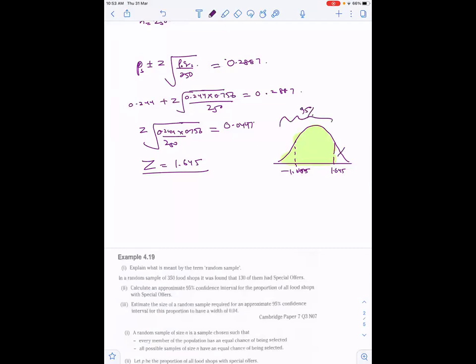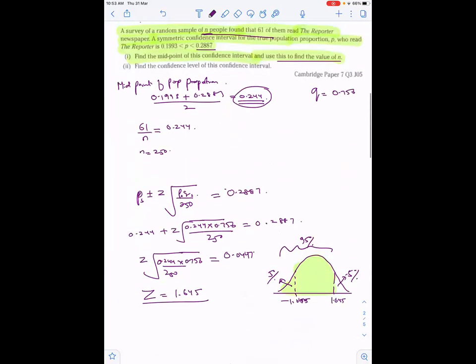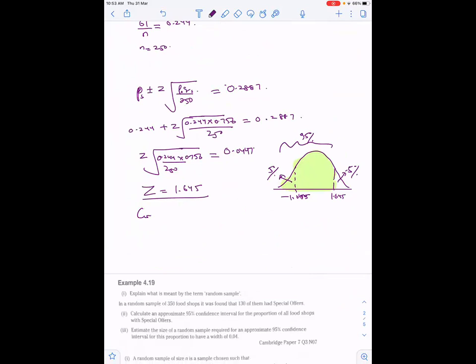Okay, so obviously this is 5% and this is also 5%. So 5 plus 5 is 10, so 90%. So the confidence level is 90% in this question. Is this clear? Yes.